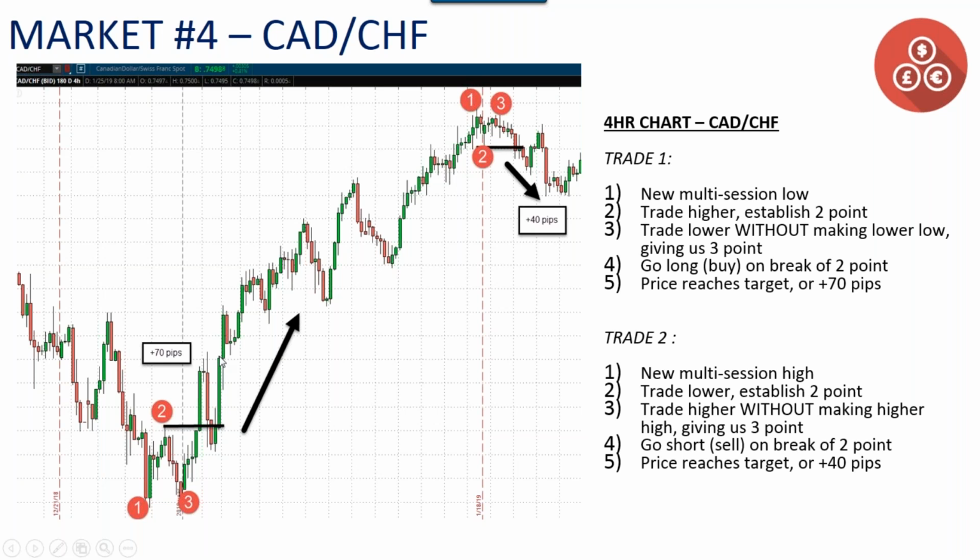We meet our 70 pip profit objective, and then all we do is what? We sit and we wait for a potential reversal. Here's a 1, 2, nope. 1, 2, nope. 1, 2, nope.